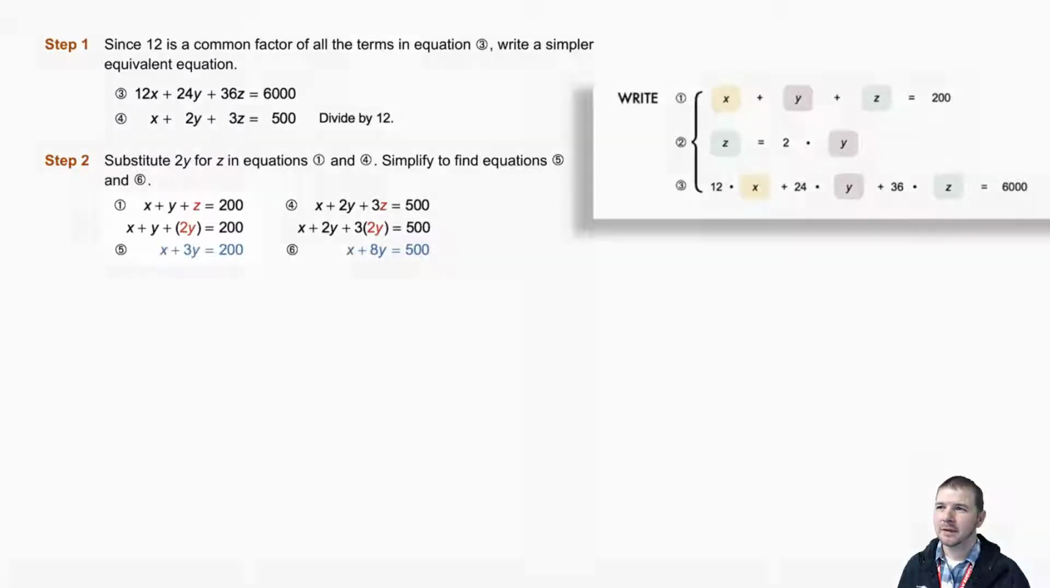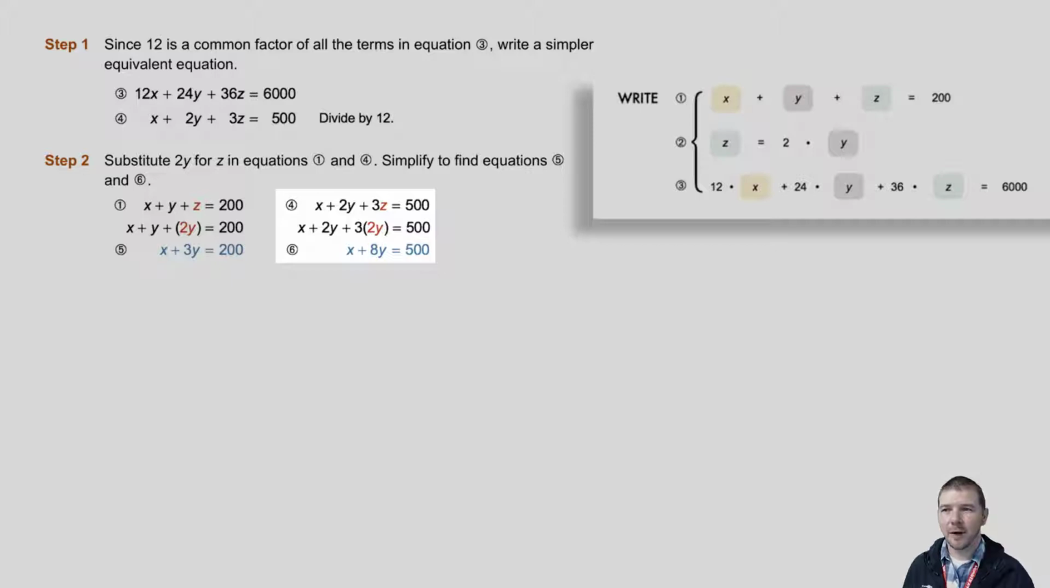below. So substituting 2y for z in equation 1, we now have x plus y plus 2y equals 200, which simplifies to x plus 3y equals 200. That's equation 5, and notice it's an equation that only has x and y for variables. And then in equation 4, substituting, we find x plus 2y plus 3 times 2y equals 500, and that simplifies to equation 6 here, x plus 8y equals 500.